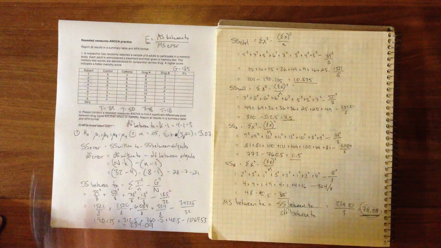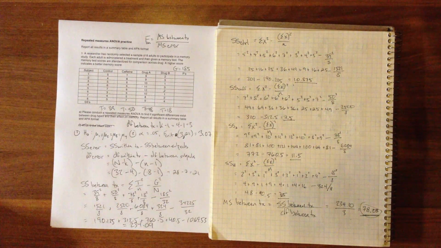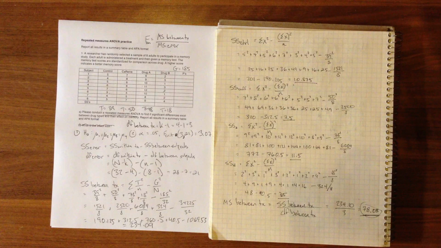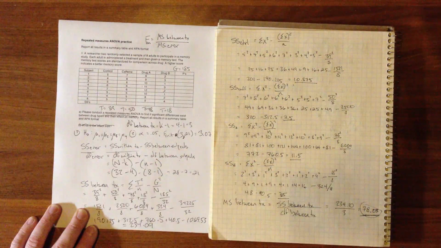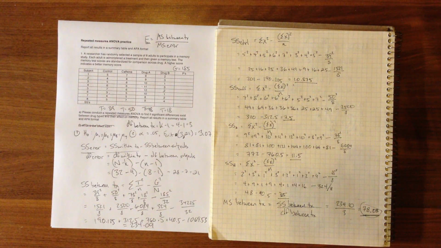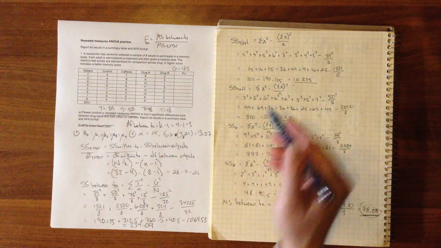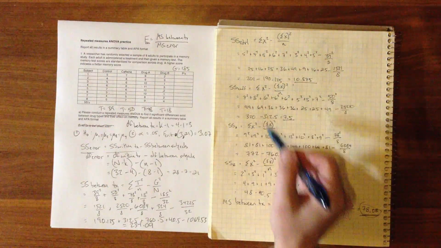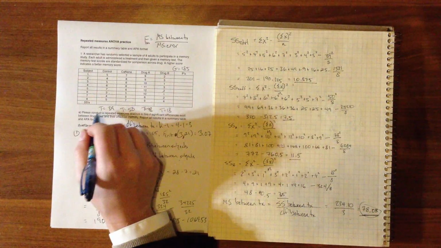What about the denominator? Well, MS error is different. MS error we need to get by dividing SS error by DF error. But we need to get SS error by subtraction. And the first is within treatments. Now, I'm going to take a little shortcut here. I've already worked out the sums of squares for each individual treatment. I'm just going to fill these in the table here.